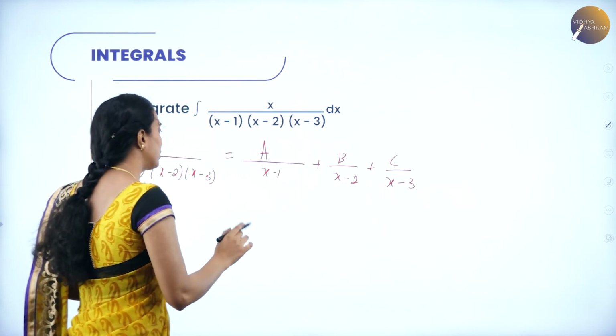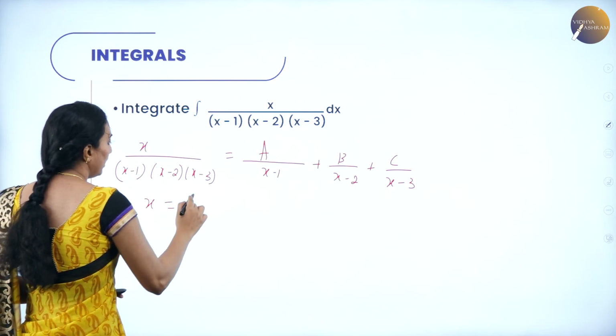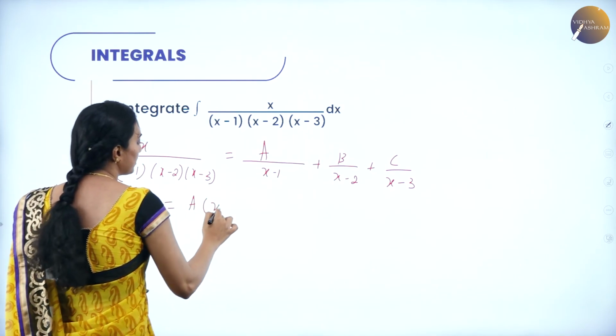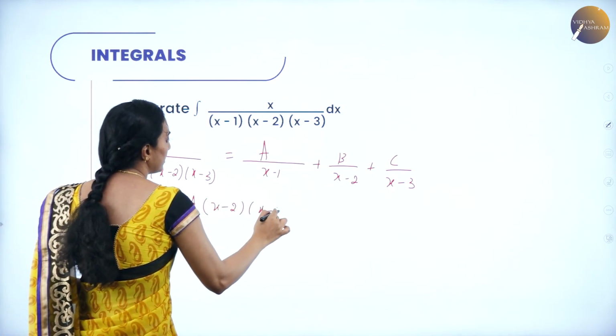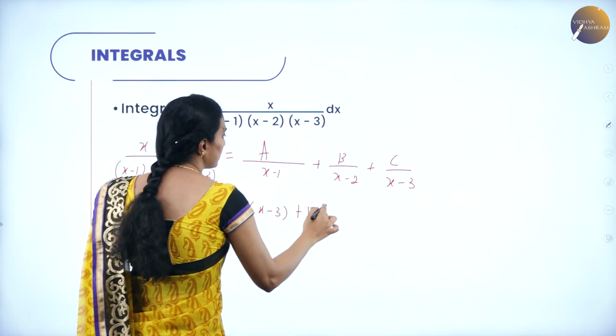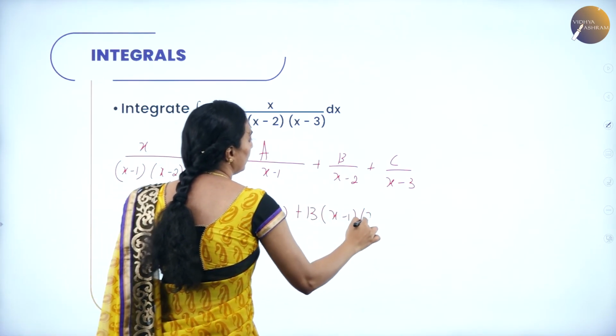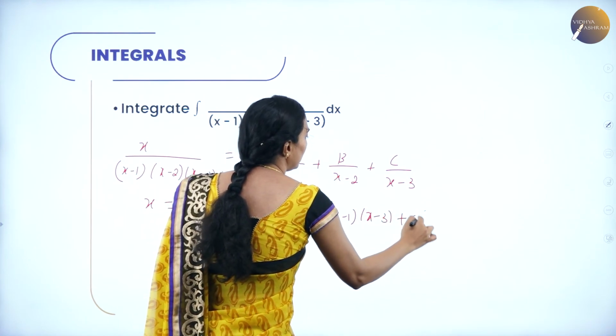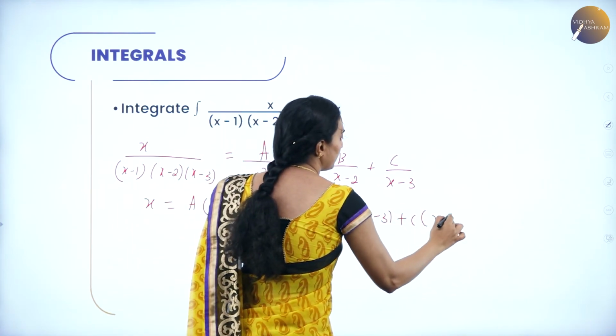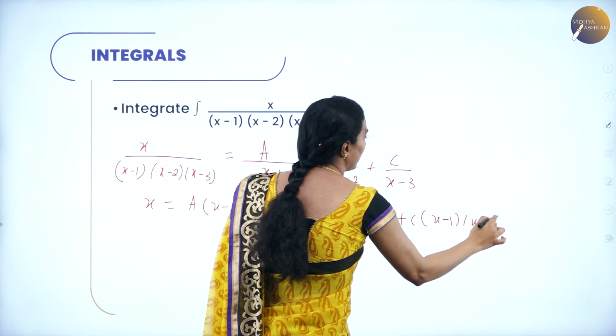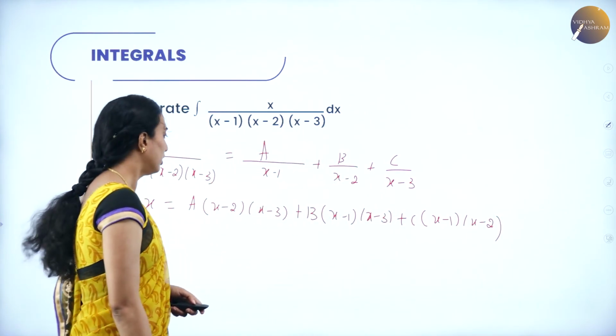Now, multiplying throughout, here x will be written as a into (x minus 2) into (x minus 3), where x minus 1 is gone, plus b into (x minus 1) into (x minus 3), where x minus 2 is gone, plus c into (x minus 1) into (x minus 2), where x minus 3 is gone. Correct? Multiplying throughout that.